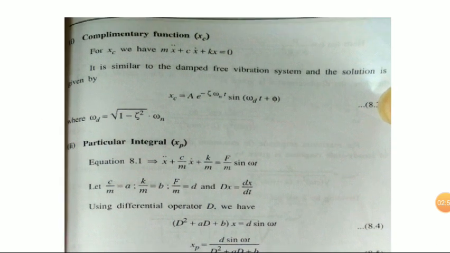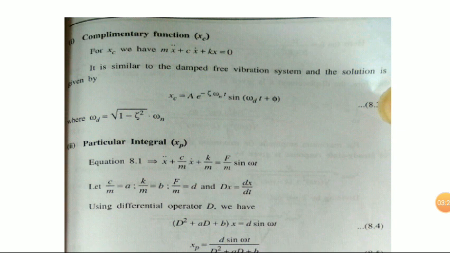So m x double dot plus c x dot plus k x equals 0. You can see this is the same equation as free vibration. What was the final solution of free vibration? This was the final solution: x equals X into e raised to minus eta omega t into sine of omega d t plus phi. This was the solution of free vibration. Next we are moving to the particular integral. Particular integral we also find like this.